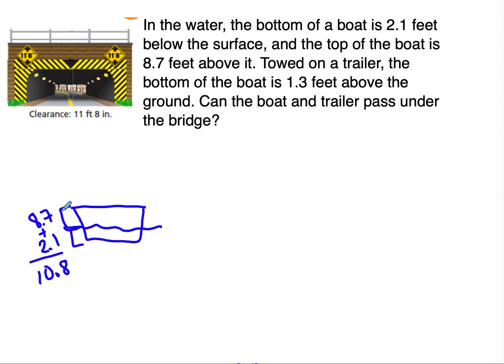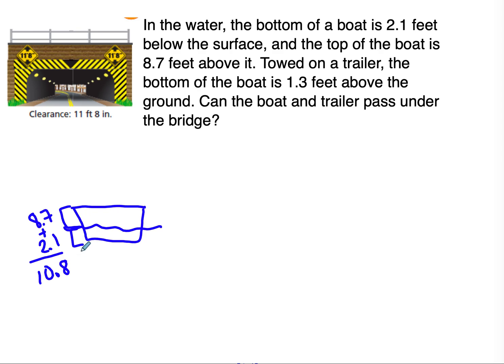Now you could have also seen this as minus a negative if you wanted to say this is under the water. It's negative 2 and 1/10 feet. I'm going to subtract to find the difference. But subtracting a negative, adding a positive, same thing. And I think the way my picture looks, it makes sense to me, at least visually, to add those two together. Okay, 10.8 is how tall the boat is.